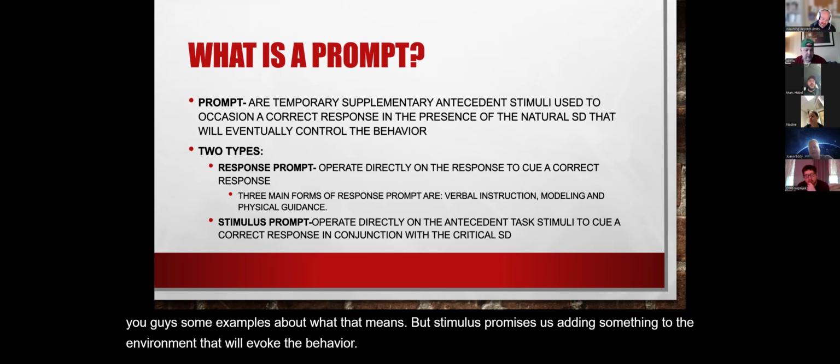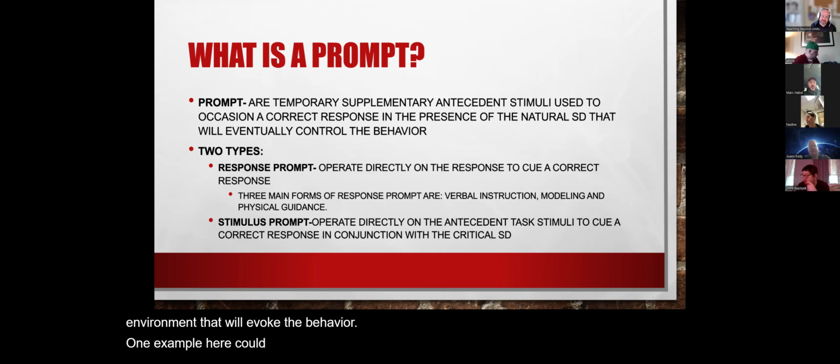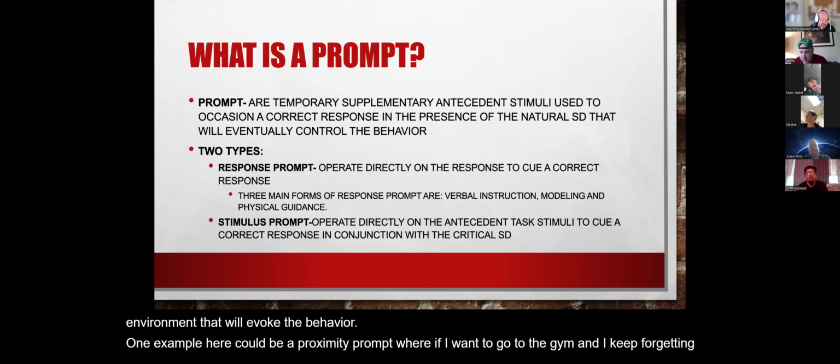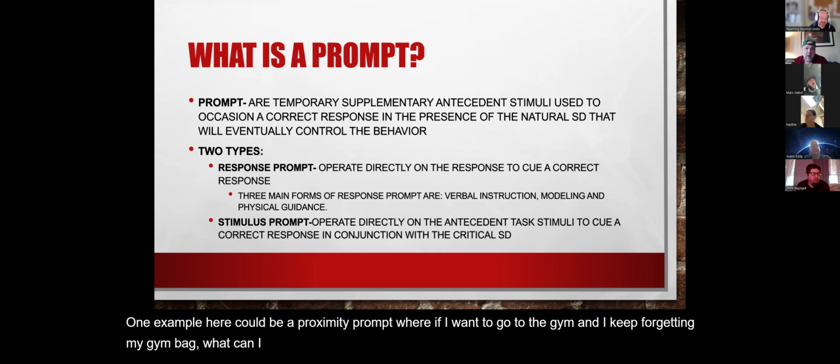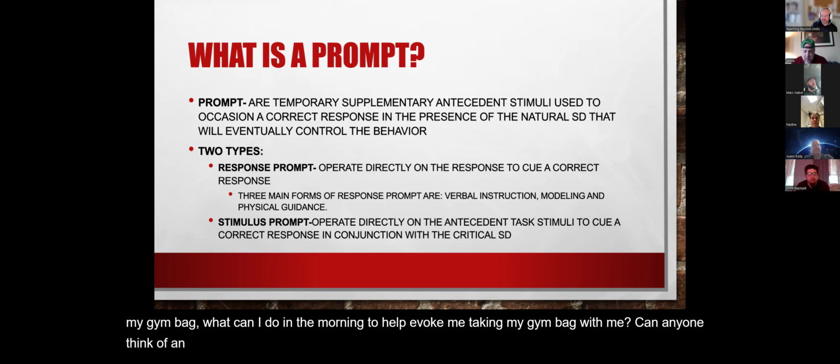One example here could be a proximity prompt, where if I want to go to the gym and I keep forgetting my gym bag, what can I do in the morning to help evoke me taking my gym bag with me? Can anyone think of an idea? Put a Post-it on your front door, so when you go to close the door, you take your bag to the car.